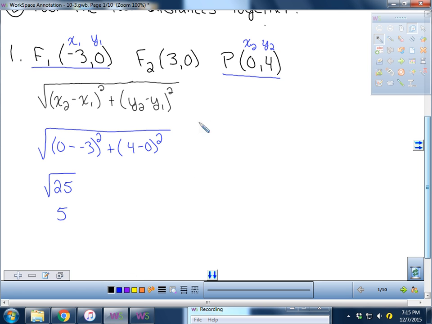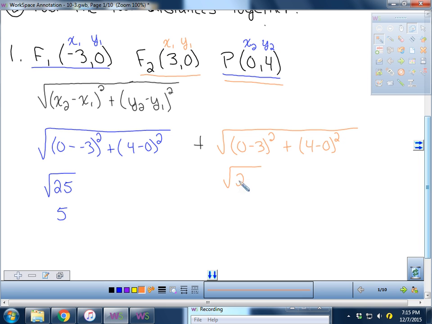And then I have to add that to the distance between my second focus and that point. So focus number 2 and that same point on the ellipse. So again, this is going to be x1, y1, x2, y2. So I've got 0 minus 3 squared plus 4 minus 0 squared. That's going to give me the square root of 25, which is 5. If I add those two things together, 5 plus 5 makes 10. So the constant sum would be 10. And I'm only going to give you one of those. Okay. I feel like that's pretty simple to catch on to.